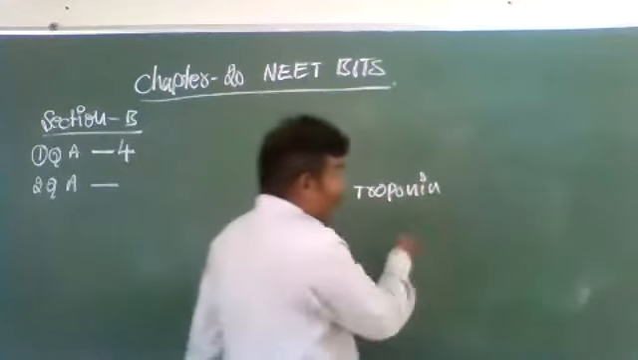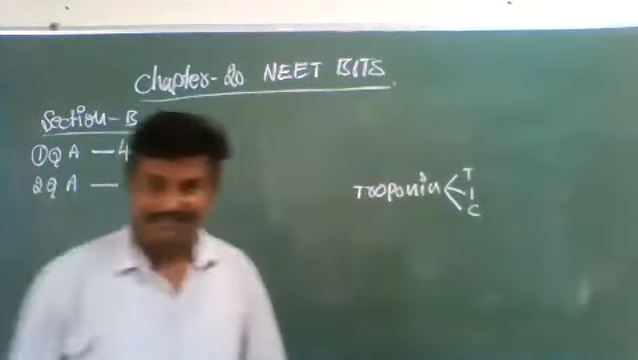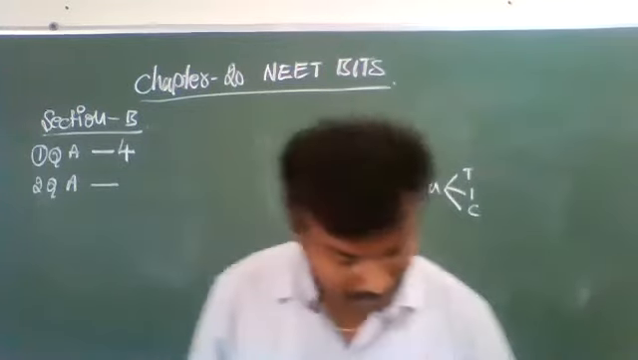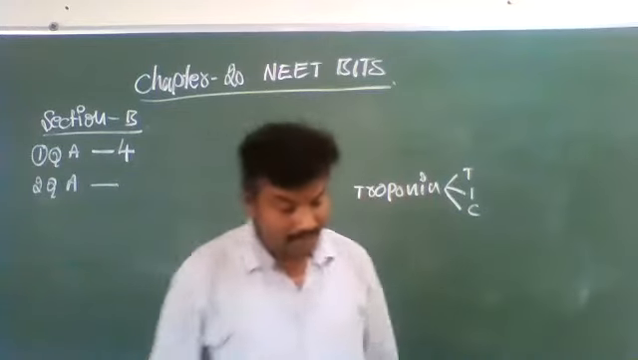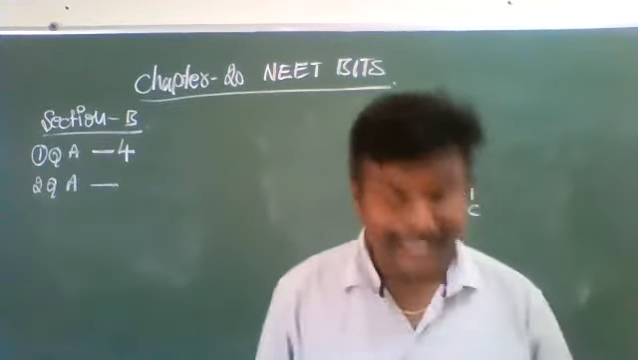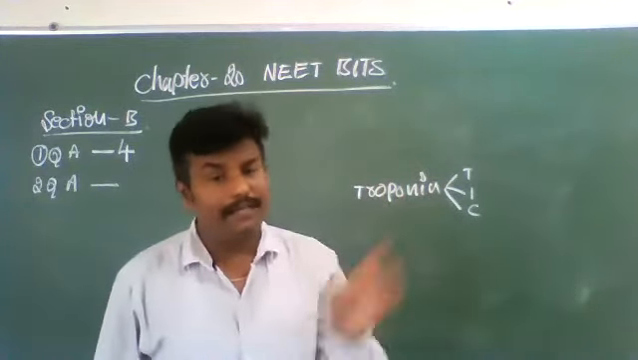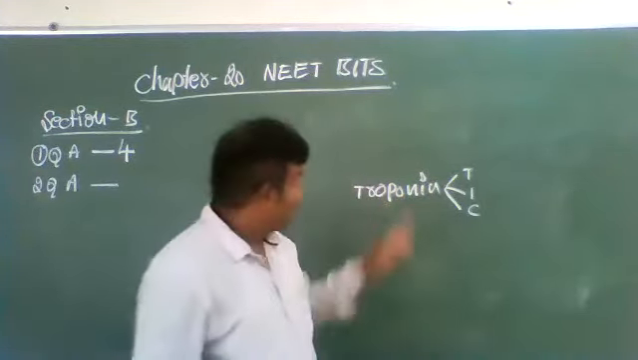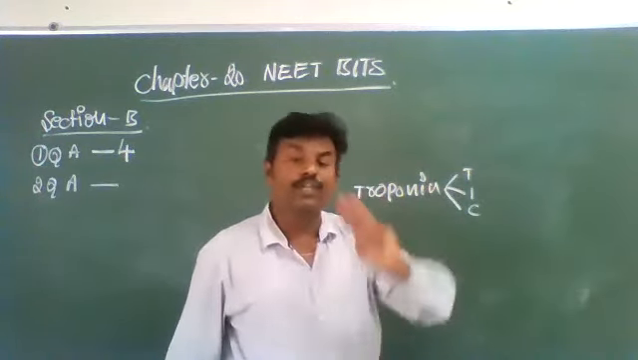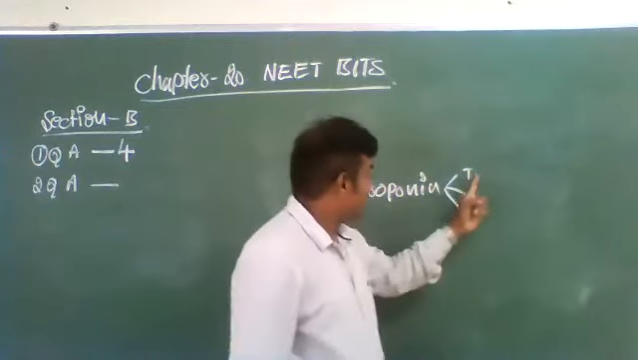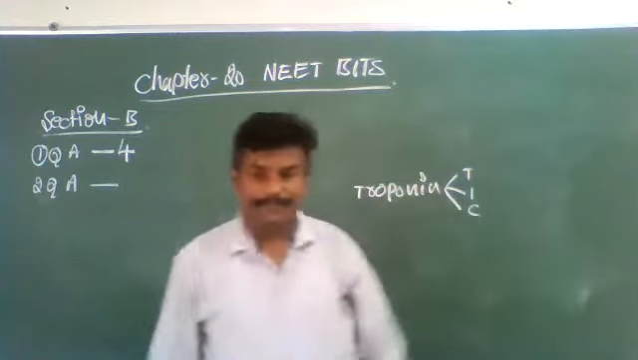Troponin consists of 3 subunits: T, I and C. Page number 306, diagram 20.3. You see the diagram, or else in the matter above on that page you will get it. In our book they said troponin has 3 subunits, named T, I, C: troponin T, troponin I, troponin C.